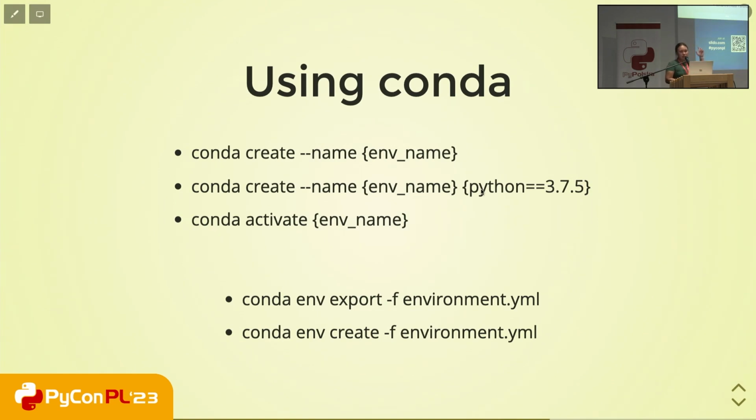But with Conda, you can also specify the Python version, and well, you should not use 3.7.5 now. This is outdated. I should have changed it. You can activate it by typing conda activate and then the name of your environment. Another thing you can do is export it to a YAML file, and then you can give it to someone else, your colleague or your open source contributors, and they can install the same environment by using conda env create and then putting the file name there.